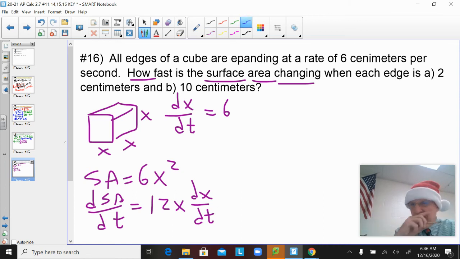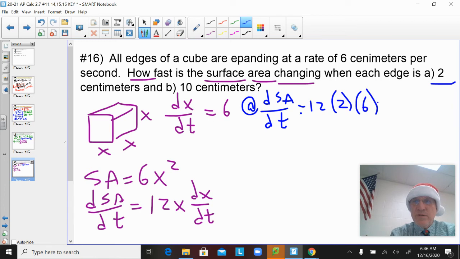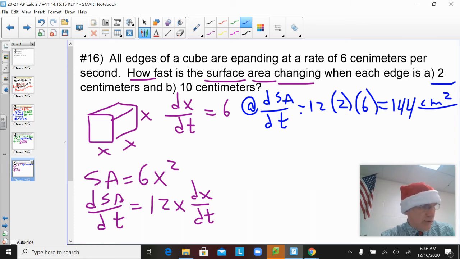And now let's just, again, as always, substitute what we know here. So for part A, dSA dt equals 12 times x. And for part A, x is 2 and dx dt is 6. What's that, 144 maybe? That's 144. Now it's the rate of change of area with respect to time, to get your units correct here. So in this case that would be centimeters squared per second.